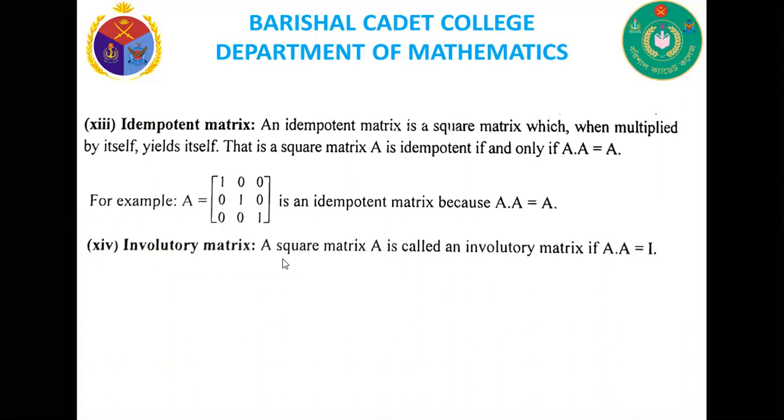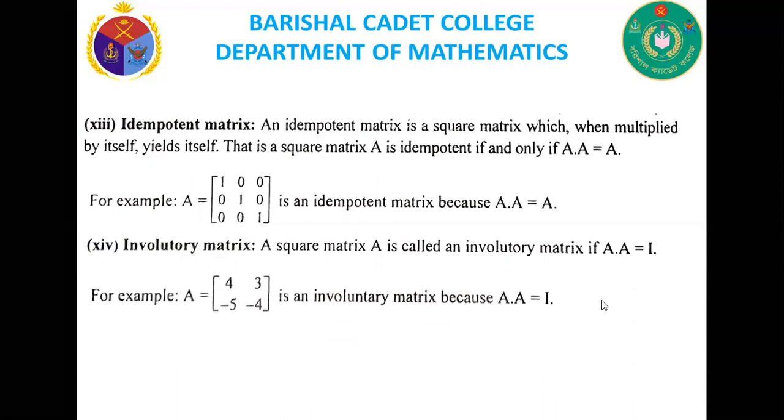Now, involutory matrix. A square matrix A is called an involutory matrix if A dot A equal to I, that is the identity matrix. For example, A equal to 4, 3, minus 5, minus 4 is an involutory matrix because if you multiply A by A, then you will get the identity matrix I. So it is called the involutory matrix.